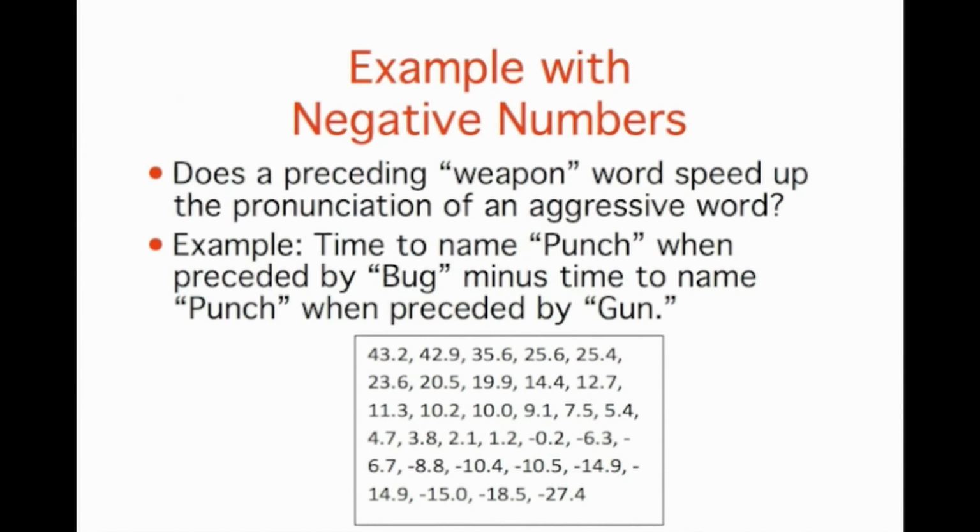You see that the numbers range from 43.2 to negative 27.4. The first value indicates that one subject was 43.2 milliseconds faster pronouncing aggressive words when they were preceded by weapon words than when preceded by neutral words. The value negative 27.4 indicates that another subject was 27.4 milliseconds slower pronouncing aggressive words when they were preceded by weapon words.